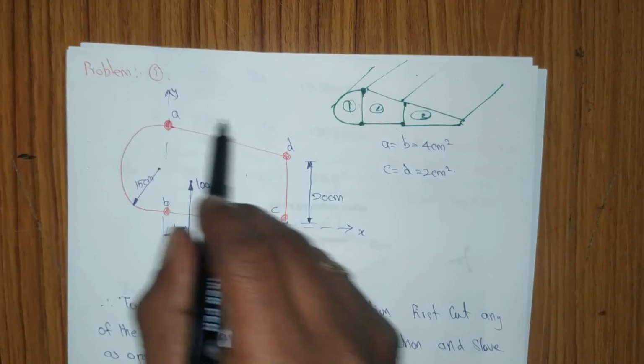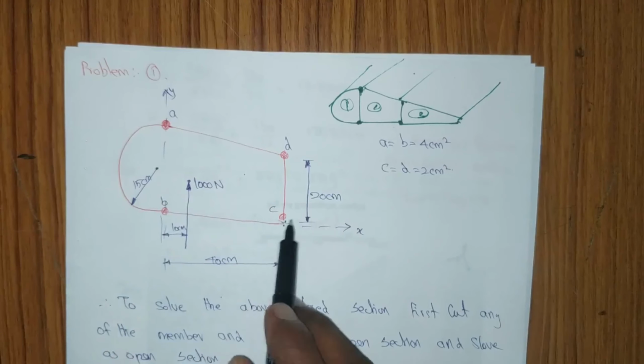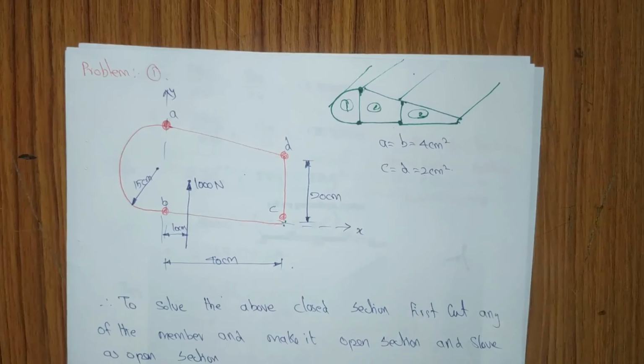So here you need to find out the shear flow for this closed section, with points A, B, C, D. A, B has 4 centimeter square area, and C, D has 2 centimeter square area, and we need to solve this. We cannot solve this closed section directly. Why? Because it is indeterminate, so it is indeterminate to solve the problem.